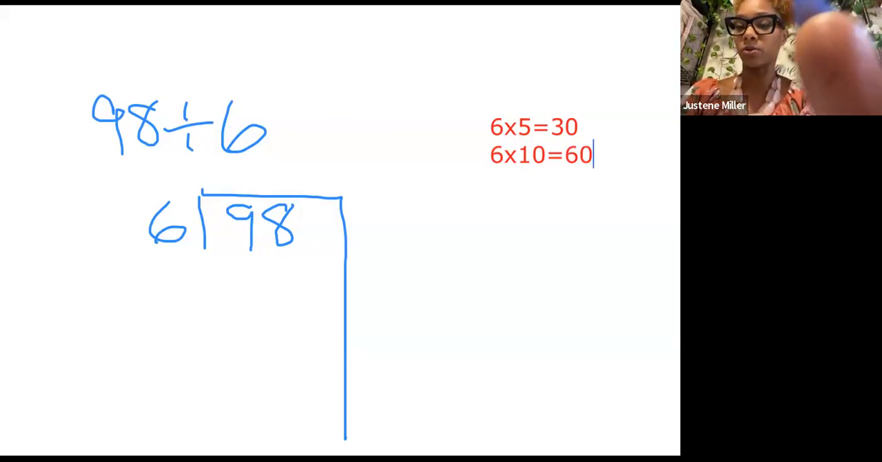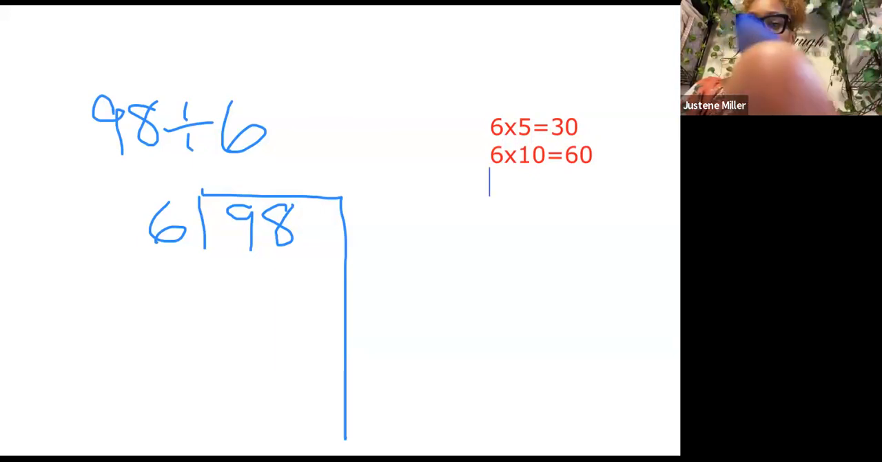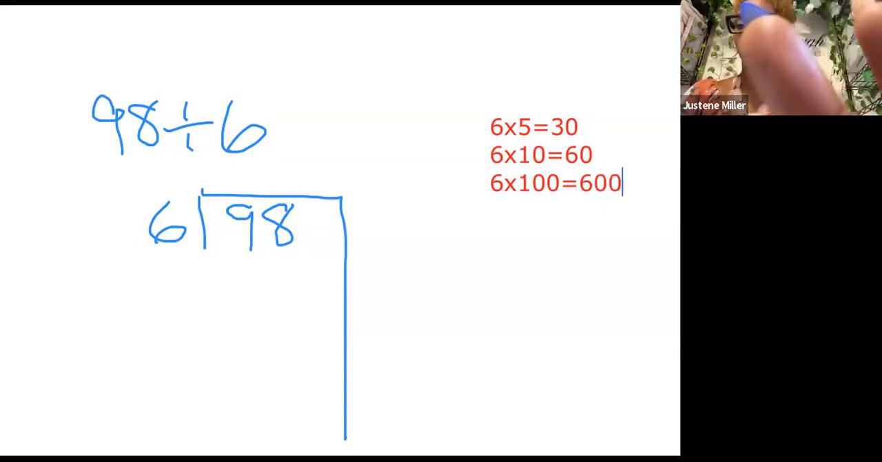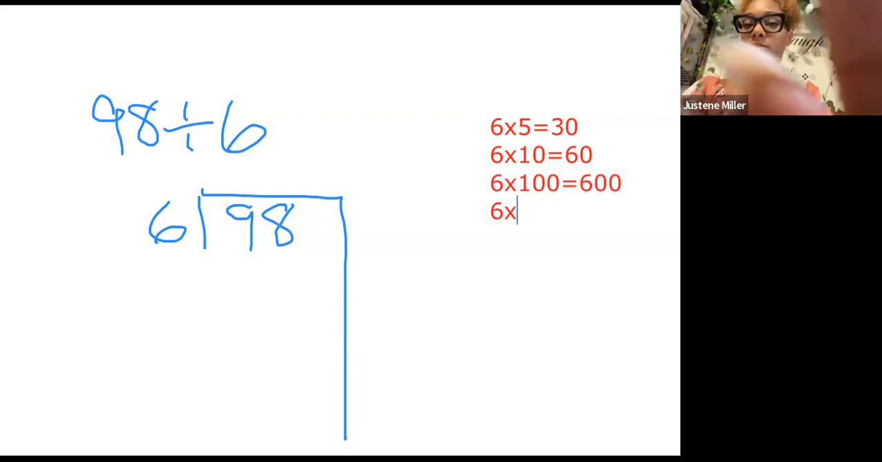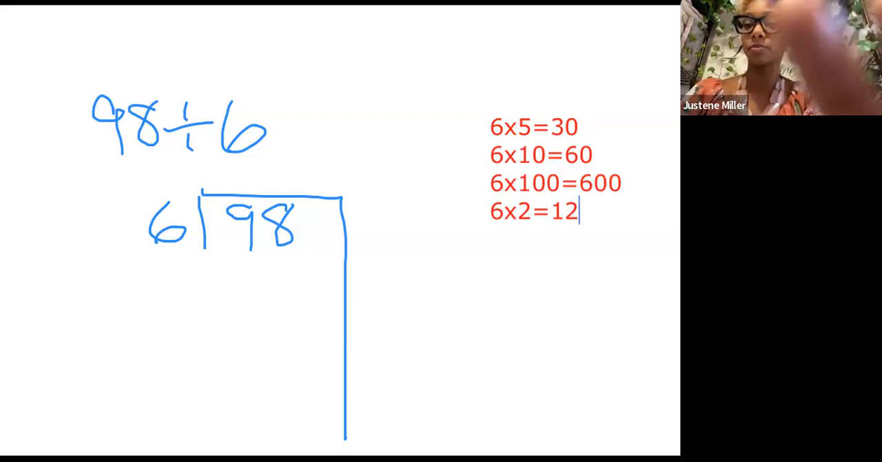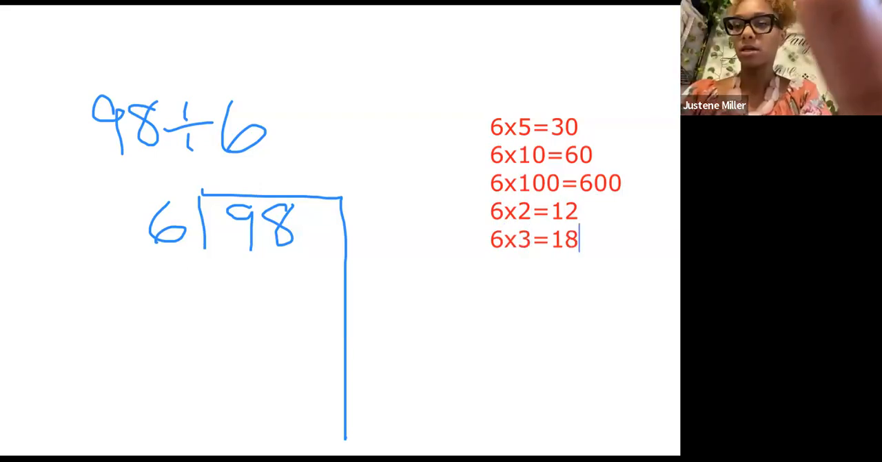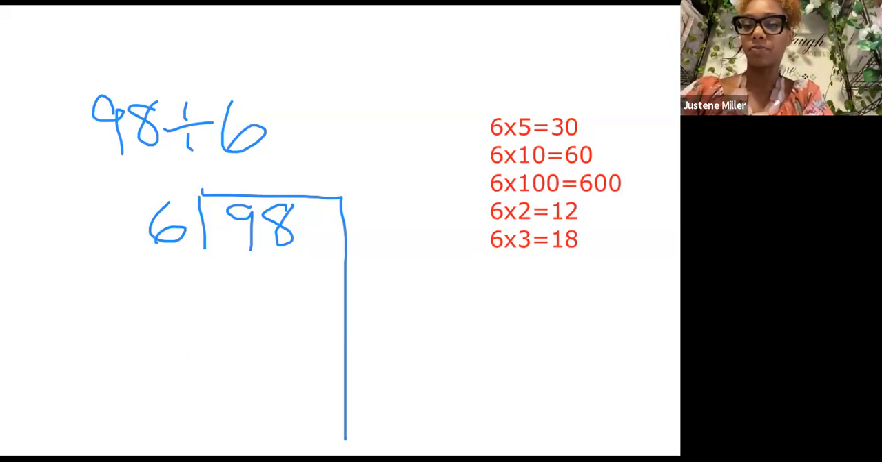If we get larger numbers, we can do 6 times 100 equaling 600. And then if you want to just list your multiples of 6, you can also use 6 times 2 equals 12. And again, these are just to help us so that we don't have to think about these later. And then maybe a 6 times 3 equals 18. All right, so let's get started.